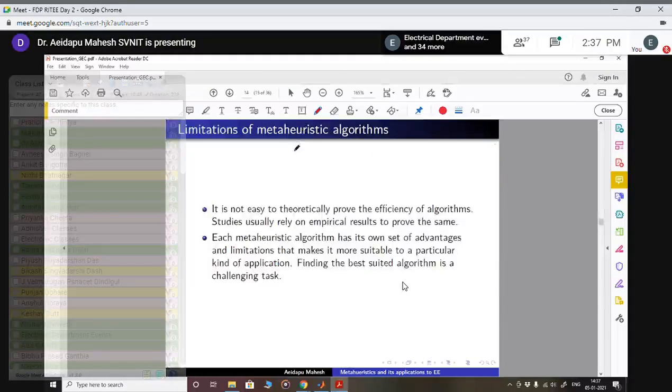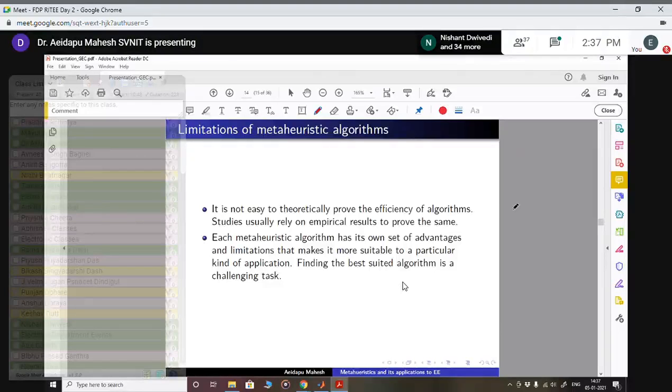So what are the limitations? Let's not go ahead of ourselves and forget that you cannot talk only about the good things. Let us talk about the bad things also. Not so bad, but these are some limitations. Theoretically, you cannot prove the efficiency of these algorithms because of their nature. Maybe in future you might get a proof for the efficiency of these algorithms as well, because these algorithms are stochastic in nature.